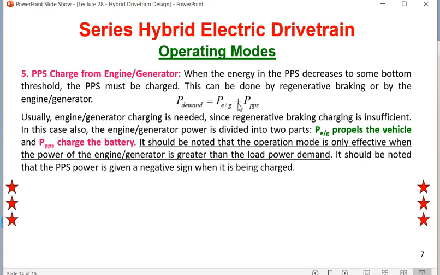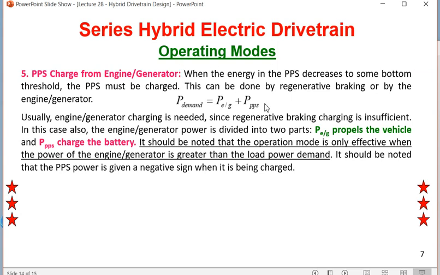So when the energy in the PPS decreases to some bottom threshold, the PPS must be charged. In this case, this can be done by regenerative braking or by the engine generator. With the engine generator, we can stop the vehicle and run the primary source to charge the secondary source. This is one thing. In that case, P demand will be 0. So if you are stopping the vehicle and charging the PPPS, at that time PEG will be equal to PPPS.